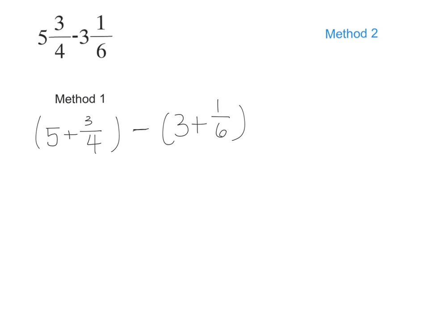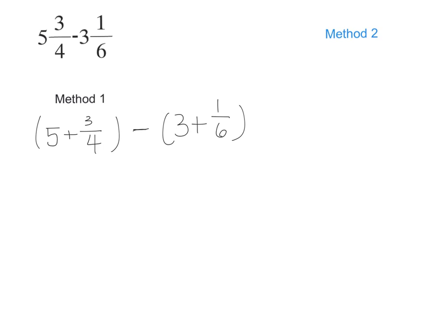It's important to put these parentheses because we need to show that the 3 and the 1/6 go together and the 5 and 3/4 go together, and we have to put them together before we can subtract. Okay, if we don't, we're going to subtract the 3 before we add the 1/6, right, according to the order of operations. So we need the parentheses.